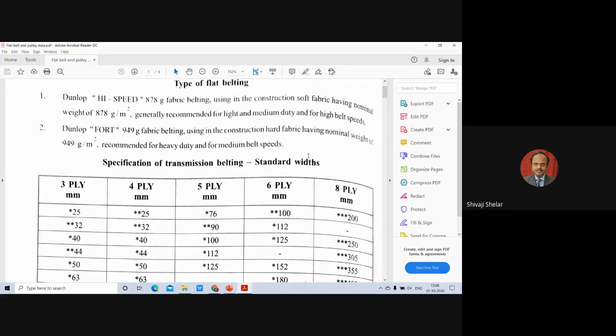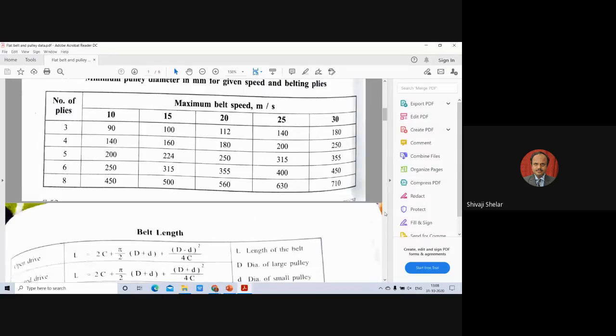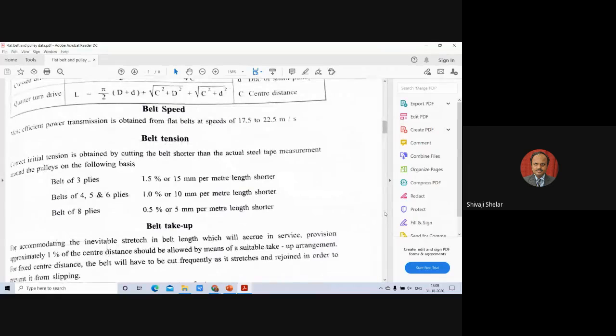So all that calculation we are going to do in a problem. So we are going to use this data, entire data. This is the PSG data. I have scanned and uploaded. I will upload in classroom also.